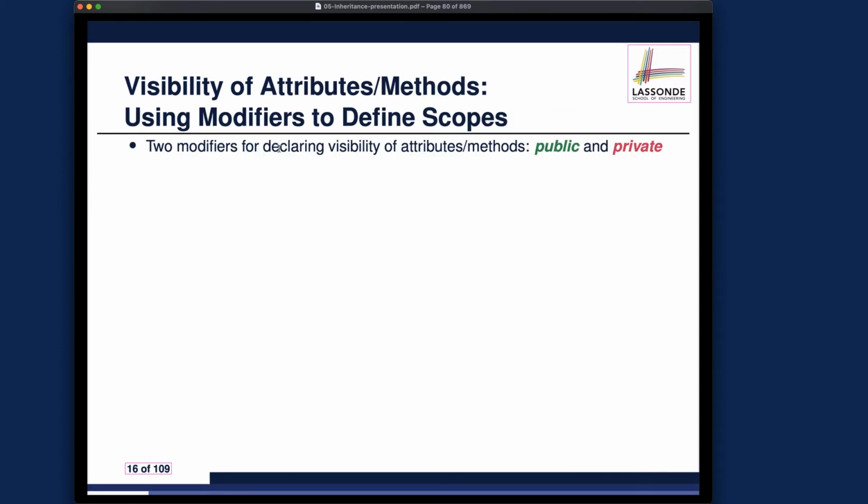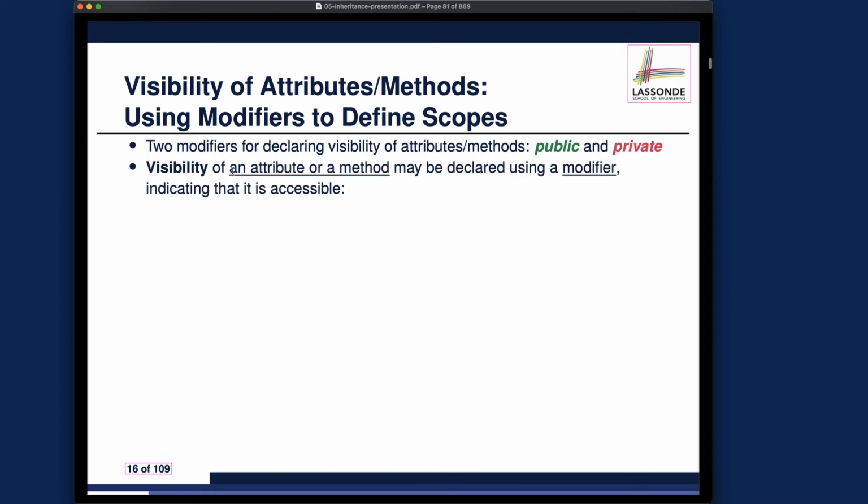So two modifiers for declaring visibility of attributes and methods. So we got public and private. That means we got three options, three choices to make. Either we got public, or we got private, or we got no modifier, right? We got three possibilities. We want to know what the consequence is for each one of them. So visibility of an attribute or method, they will be handled consistently. But I'll give you an example for both. Maybe declare using a modifier, either public or private. Let's consider the three possibilities.